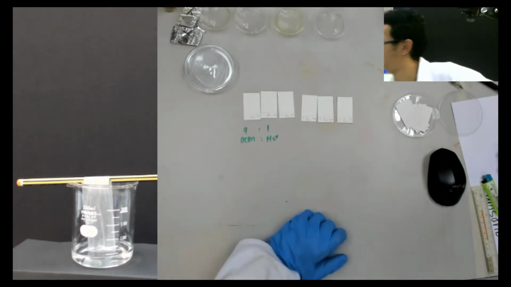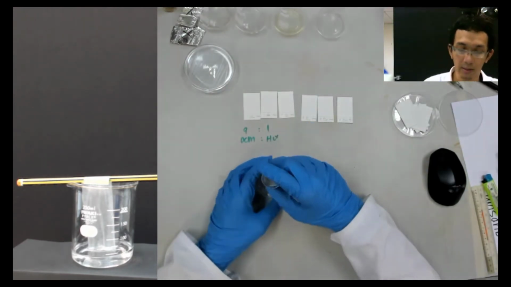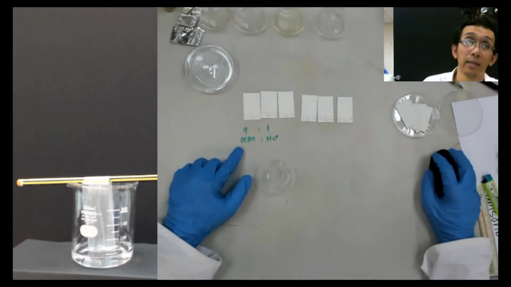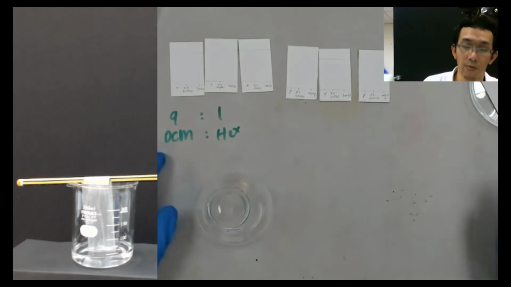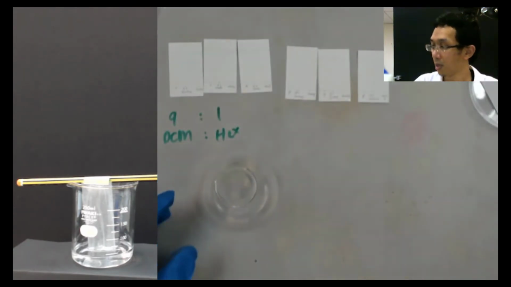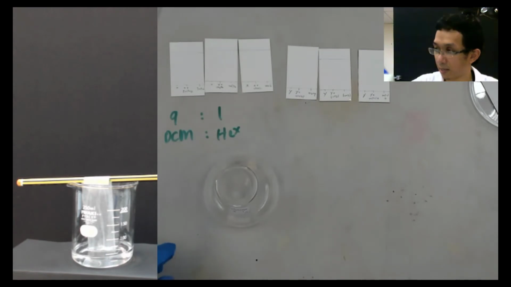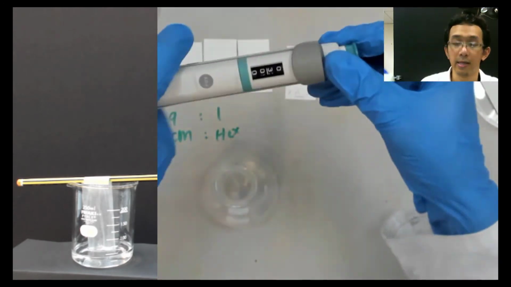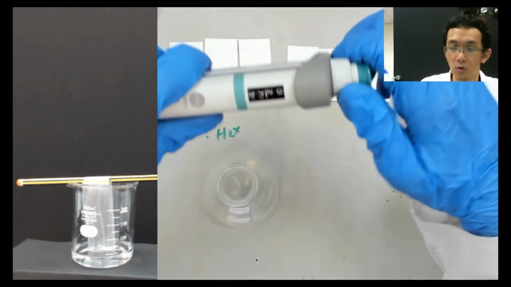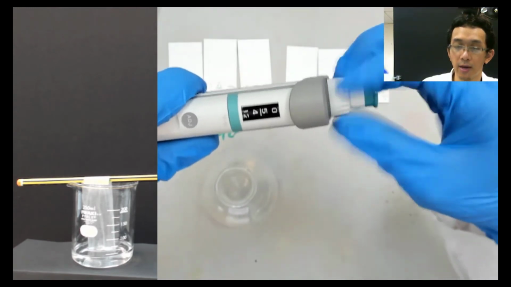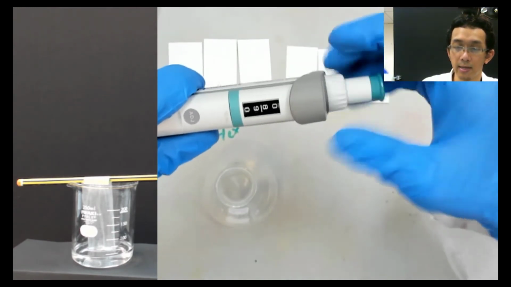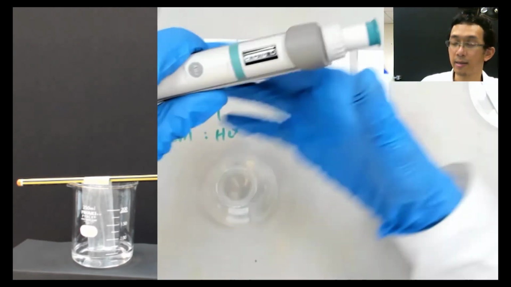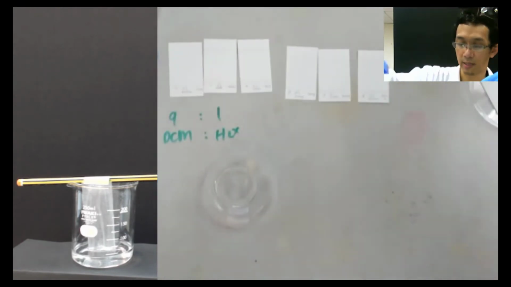Okay, so now we want to prepare that first. We want to prepare 9 parts of DCM and 1 part of hexane. The total should be 10 ml, to make it easy. So as usual, we take this and the DCM tip, connect it, and then we set the pipette because we want 9. So we go to 9, 4, 5, 6, 7, 8, 9. Okay, 9. And then now we take the dichloromethane here.